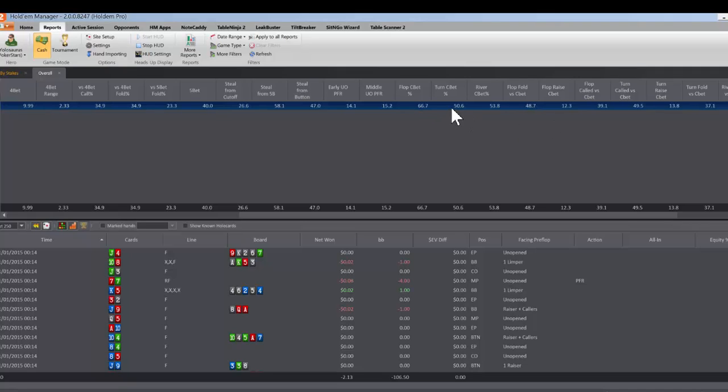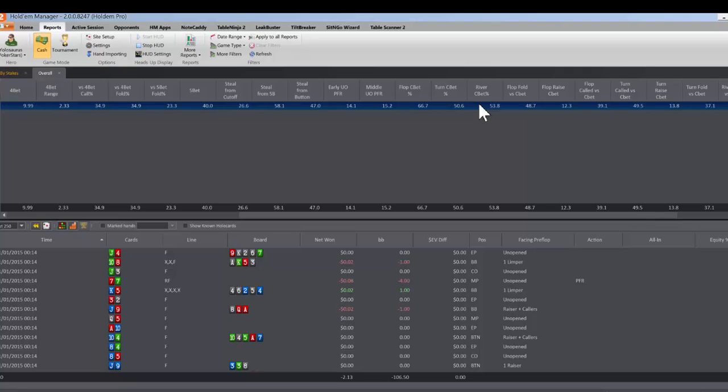Okay, so the turn c-bet, 50% I think is good. Generally 50% turn c-bet, 50% river c-bet is fine. If it's significantly lower than 45%, I think it's too little. So what would that mean if it's below 45%? The guy is just not barreling enough. Yeah, so he's running one-street bluffs and giving up way too much, it suggests.